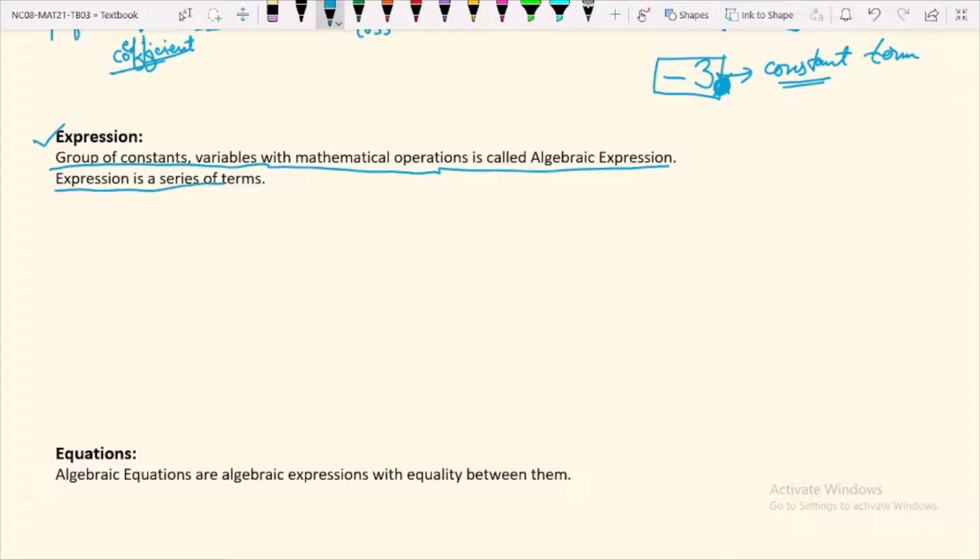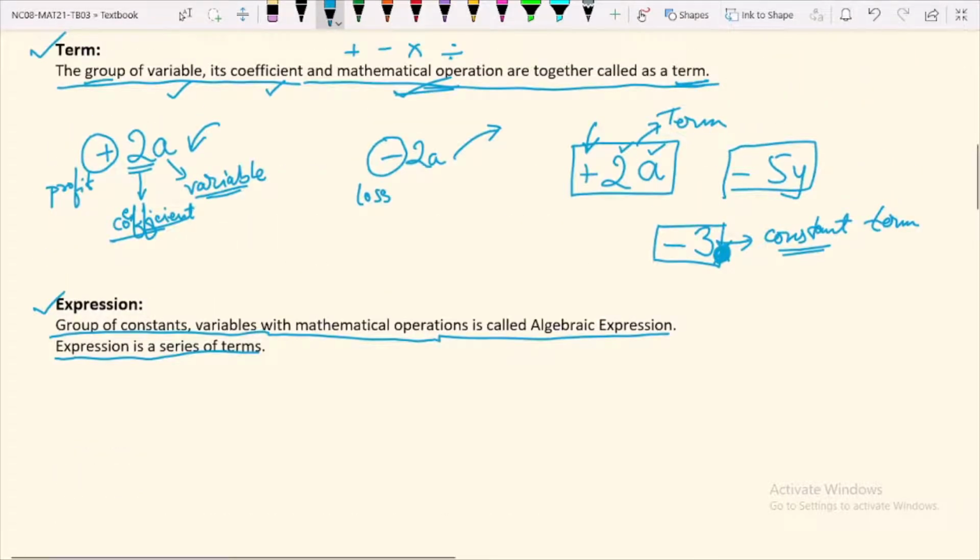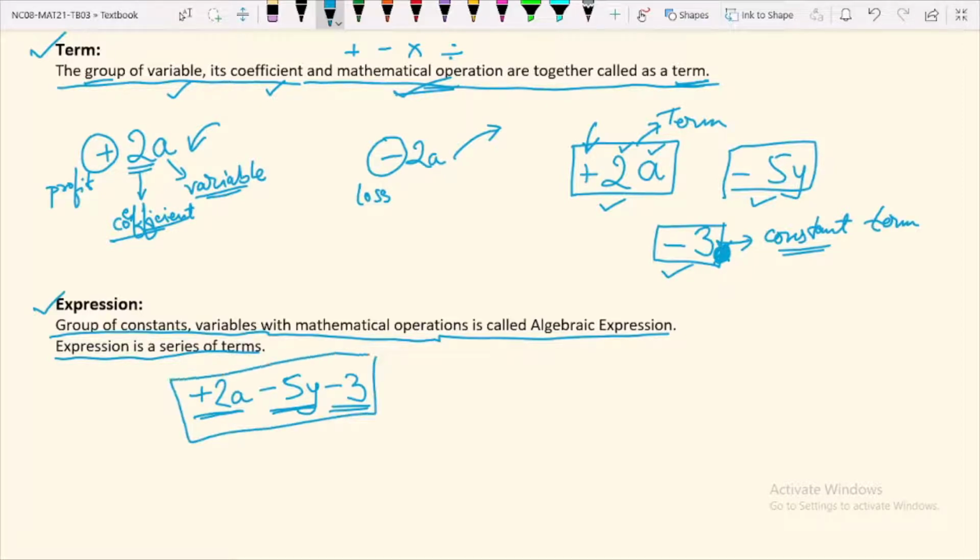Expression is a series of terms. For example, here I had written two terms, 2a minus 5y, these were two terms, and minus 3 was another term. If I write these terms one behind the other, 2a, after 2a I will write minus 5y, and after that I can join minus 3. So if I join these terms one behind the other, then what I obtain is known as an expression. This whole thing is known as an expression.